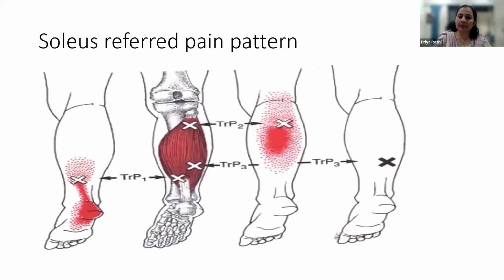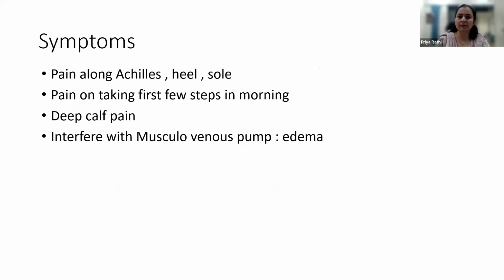Soleus referred pattern. The soleus can give rise to pain in the heel. The picture can be very similar to that of plantar fasciitis. So this patient will have pain along Achilles, heel and sole, and pain on taking first few steps in the morning. There could be deep calf pain, and as we know, the venous pump in the lower extremity is the soleus, so it will interfere with the musculovenous pump if there are triggers in soleus, and this will lead to edema in the lower extremity.